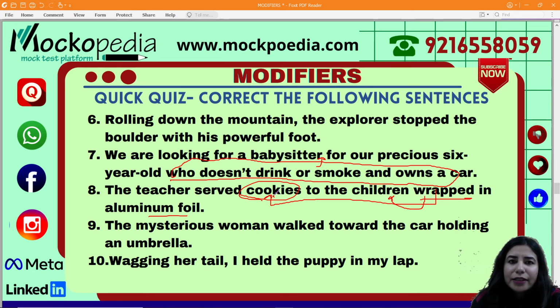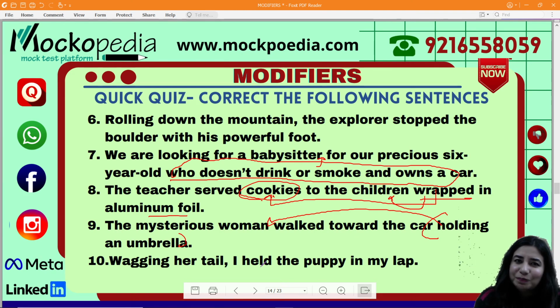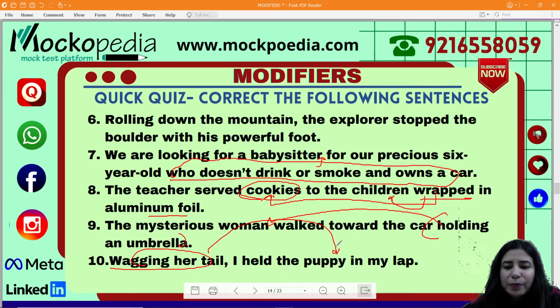So let's take a look at the next statement. The mysterious woman walked down the car holding an umbrella. So the car was not holding the umbrella, the woman was holding the umbrella. So the mysterious woman holding an umbrella walked towards the car. So this is the modifier. Just pick it from here and bring it near to the woman and your sentence is sorted. Take a look at the next sentence. Wagging her tail, I held the puppy in my lap. So I was not wagging the tail, the puppy was. I held the puppy wagging her tail in my lap. So this is a modifier and you'll just place it near puppy.